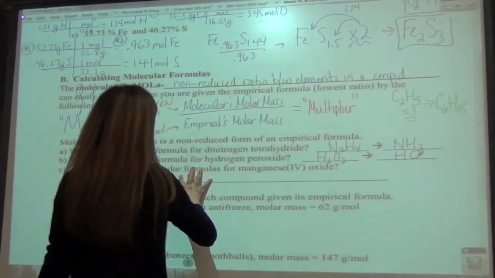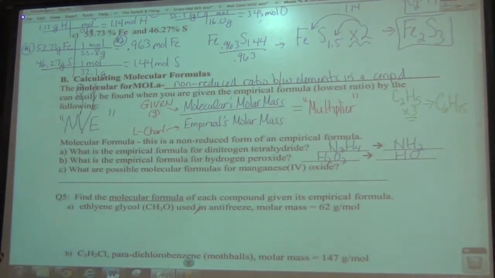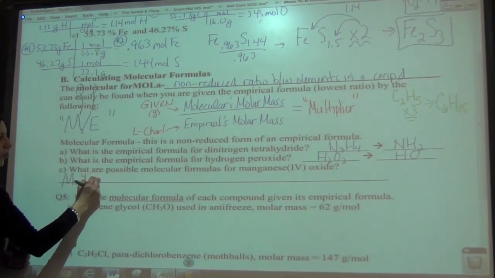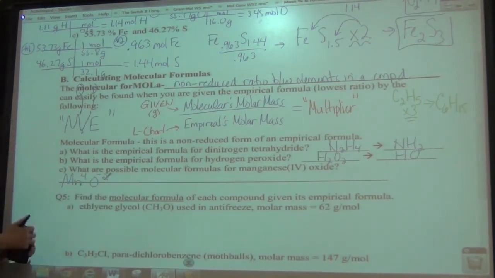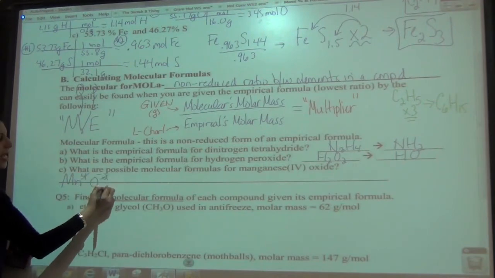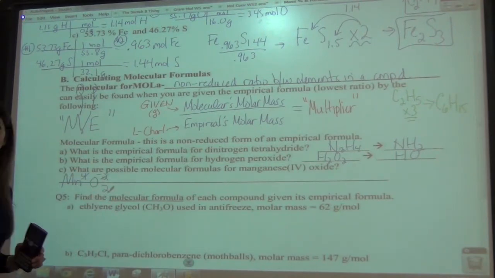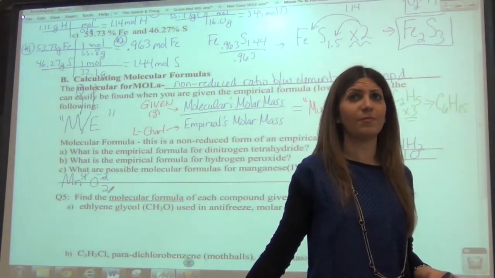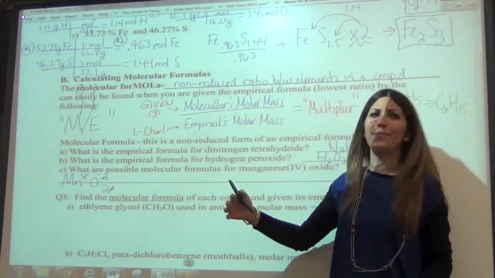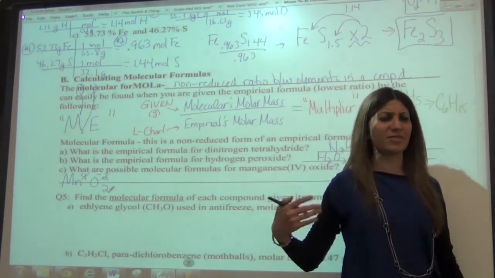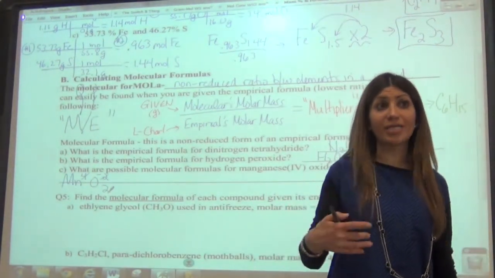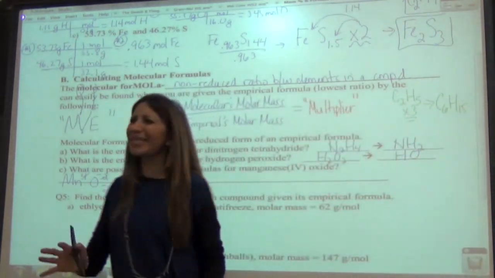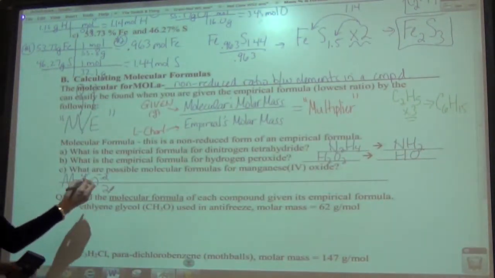What are the possible molecular formulas for manganese 4 oxide? All right, manganese 4 oxide would be Mn with a +4 and O with a -2. So if I write the formula for it, it would actually be MnO2. That would be the actual formula. Now it is a formula unit. It's an ionic compound. So you usually would not be doing this for an ionic compound, but sometimes they'll ask you what the molecular formula versus the empirical formula are still. So technically, it's a formula unit.